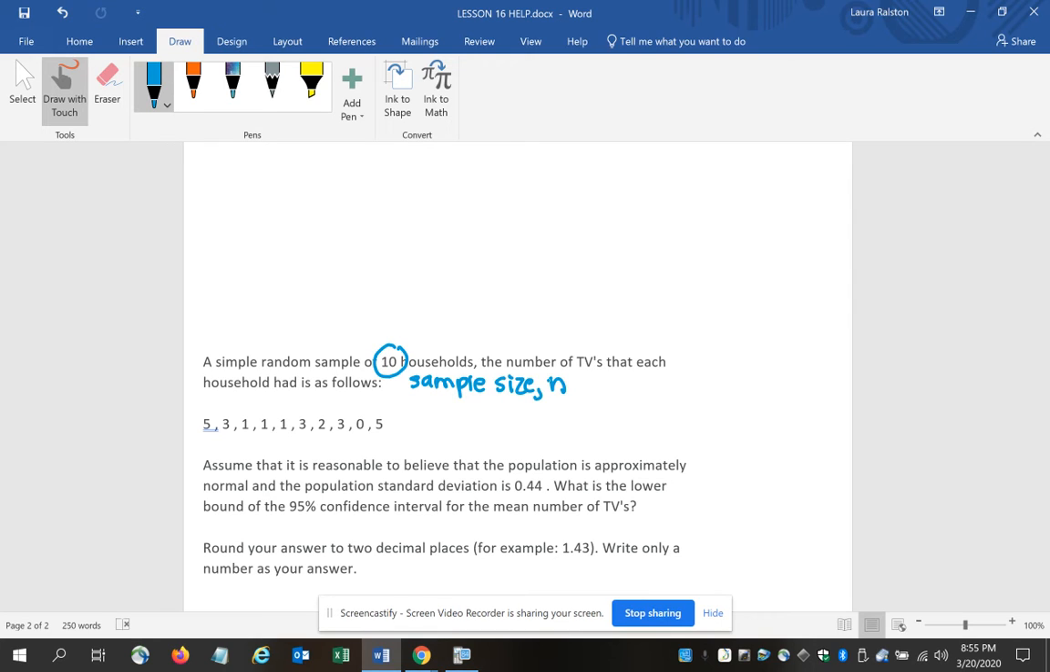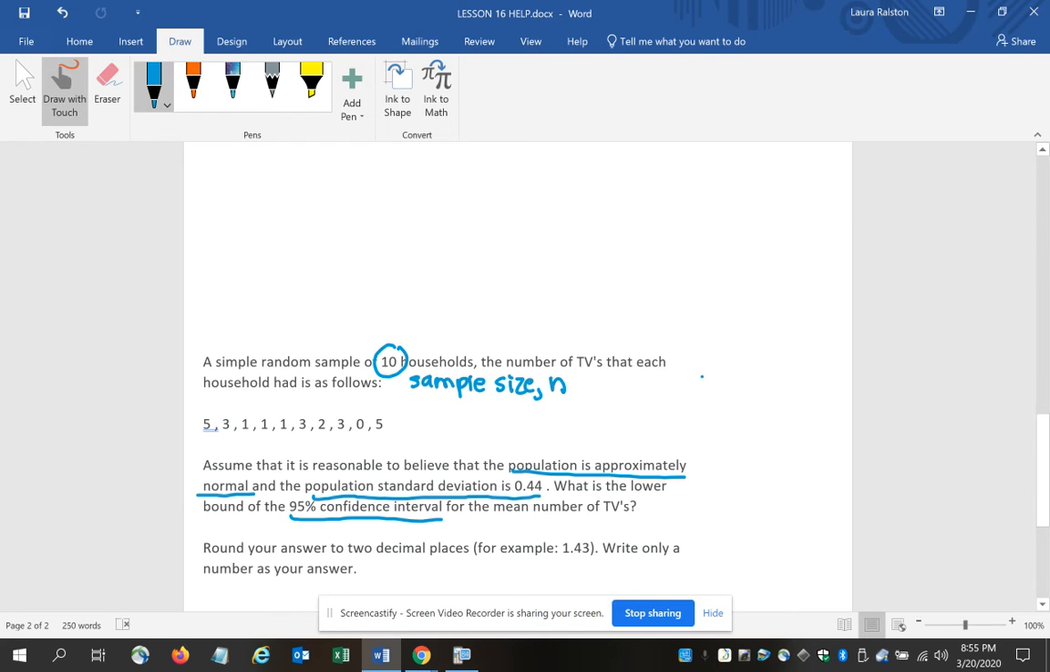The number of TVs that each household had is shown as follows. And again, it gives you that list of raw data. Assume that it is reasonable to believe that the population is approximately normal. Again, because we have a sample that's smaller than 30, we need that information. It says the population standard deviation is 0.44, and it asks you what is the lower bound of the 95% confidence interval. In this case, they want you to round your answer to two decimal places and write only.